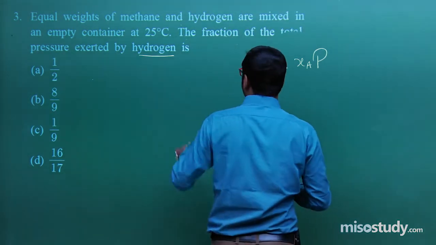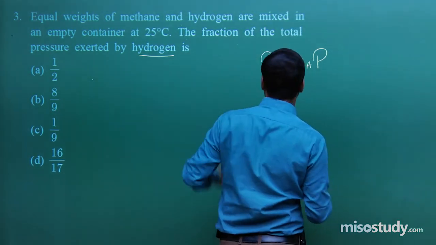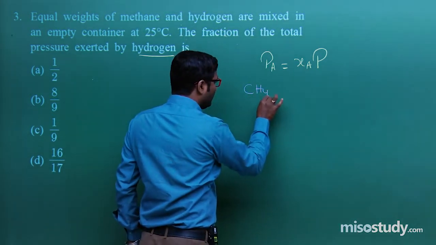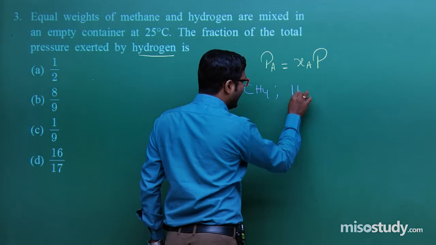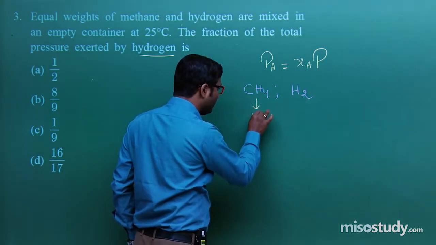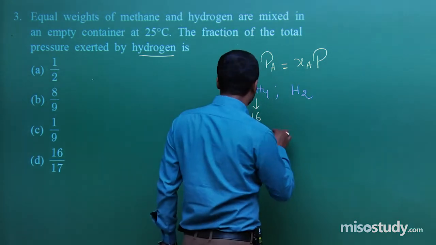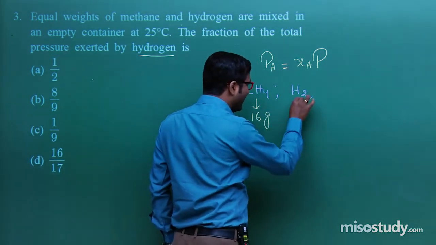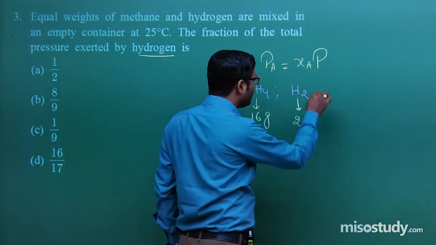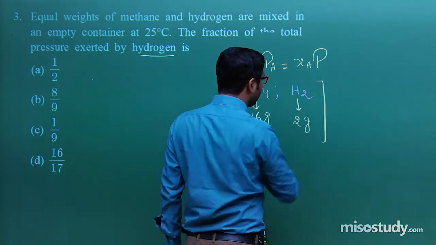Clear? Now the fraction of the total pressure, as we know there are two gases here, CH4 and H2. Clear? The molar mass of CH4 we know is 16 and for H2 it is 2 gram. Clear to you? How to find the mole fraction in case of CH4?